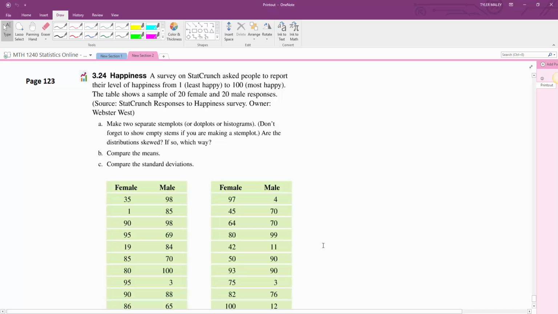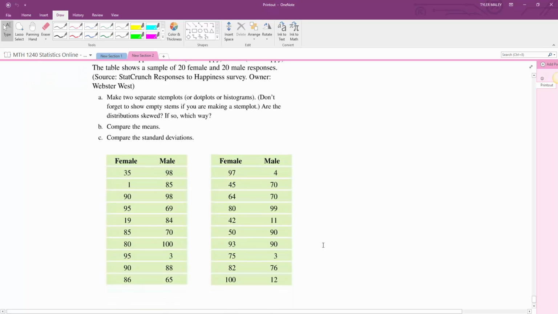Part A says that we want to make 2 separate stem plots or dot plots or histograms. And we don't want to forget to show empty cells if you're making a stem plot. It also asks, are the distributions skewed? If so, which way? Compare the means, compare the standard deviations.